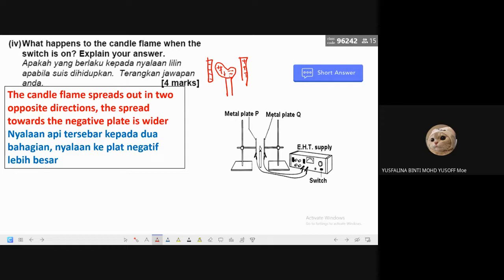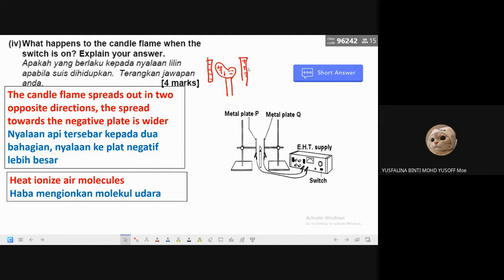At least for the first mark you can already get it, because you show that the candle flame spreads out into two opposite directions, and the spread towards the negative plate is wider. So you already show that in the diagram here. If you don't want to do the explanation you can get the first mark from the diagram, but you need to do some explanation, not just depend on the diagram, because this is for the first mark only.